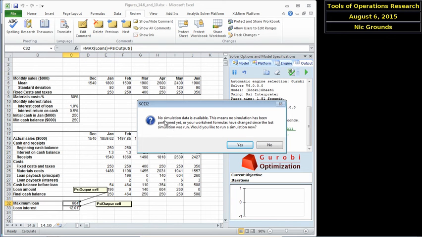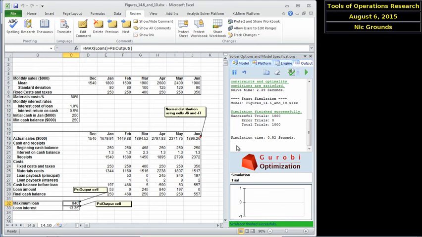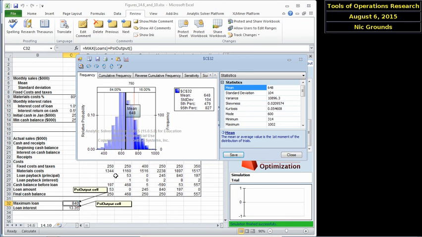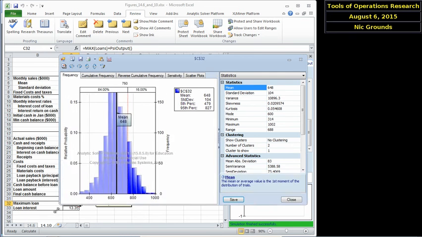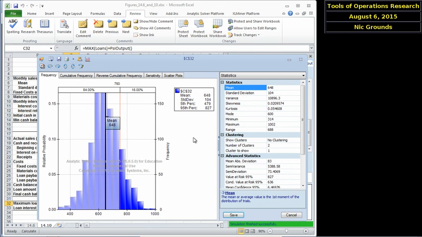and because we haven't actually run a simulation yet, we need to say yes to run it. It'll take a few seconds. So here we go. In literally less than a second, it ran 1,000 randomly selected values for our January to June sales numbers.